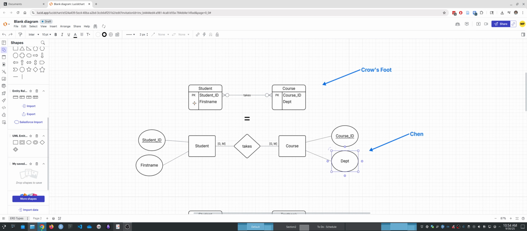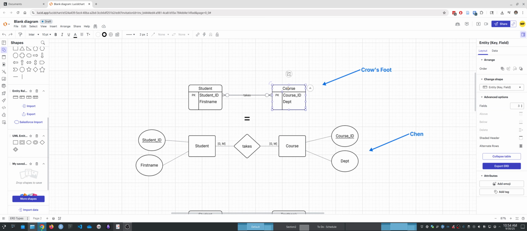So don't get confused here. This is saying the same thing. See, this is equal to this. These are attributes, those are attributes. These are attributes, those are attributes. These are entities. The entity is in the top of the table up here.